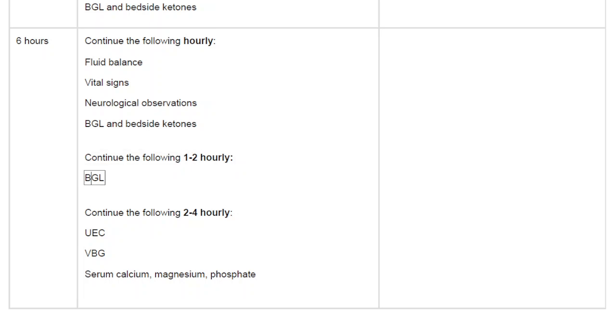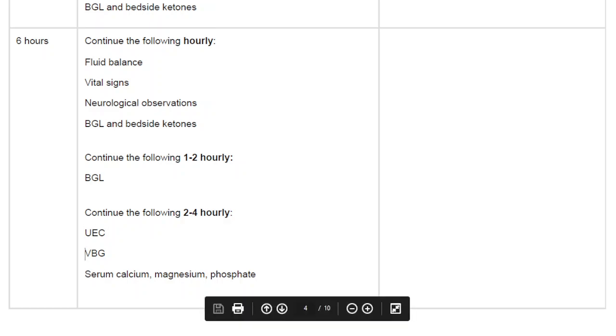Continue the following. 1 to 2 hourly: BGL. 2 to 4 hourly: UEC, VBG, serum calcium, magnesium, phosphate.